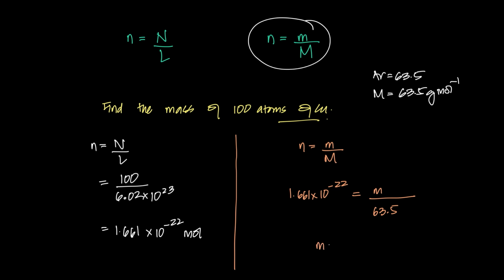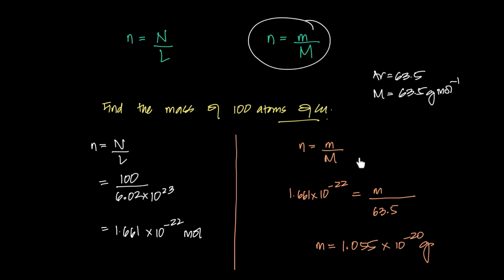And here I get the mass, in this case, a very small mass, 1.055 times 10 to the power of minus 20. This is correct to 4 significant figures. You can round this off to 3 if you want, which will become 1.06 times 10^-20 grams. But I'm just showing you the method here. This is one way to find the mass of a certain number of atoms.